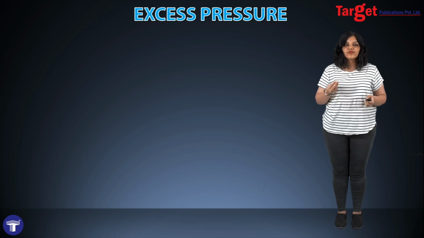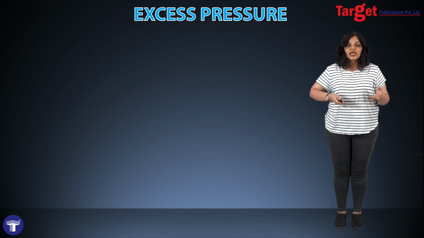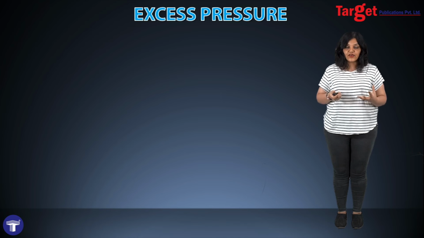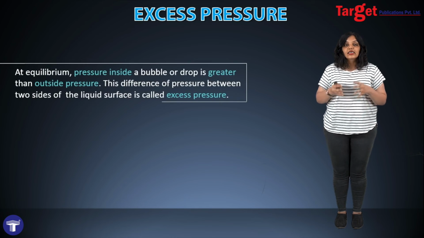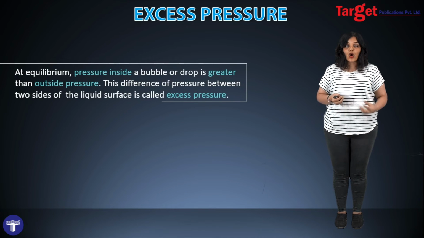Due to the property of surface tension, liquid drops and bubbles have the tendency to contract their surface area. Because they are trying to contract their surface area, this increases the internal pressure inside the bubble or the liquid drop.